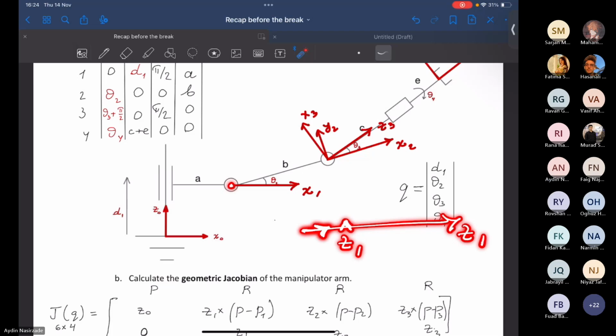I have to find its projection here. Find its shadow on x0, z0, and y0, and it will give me z1.